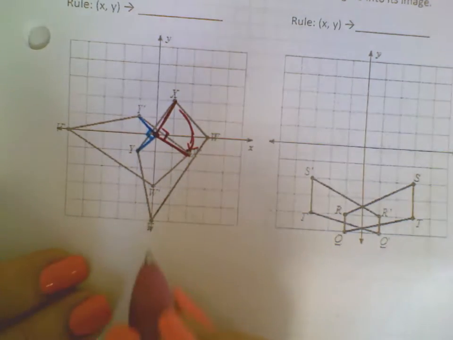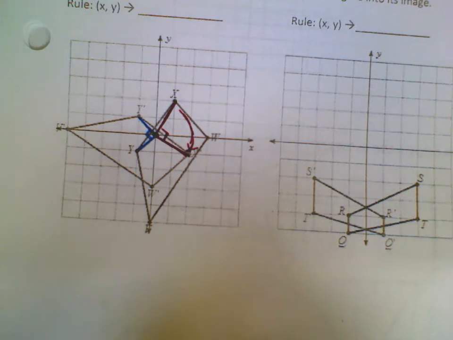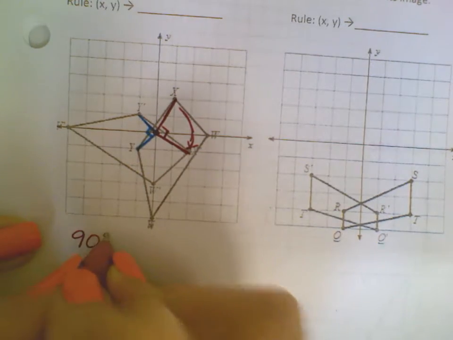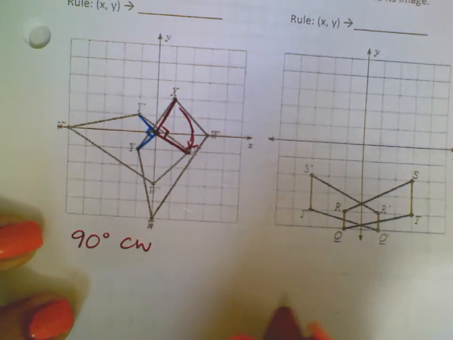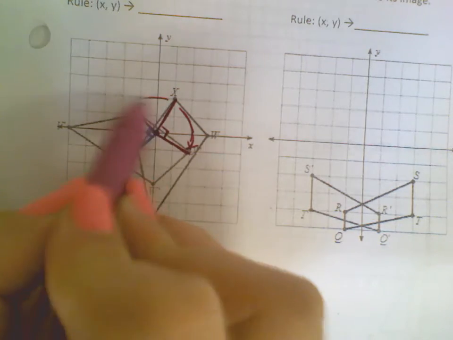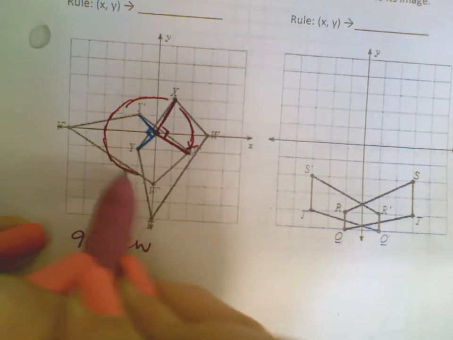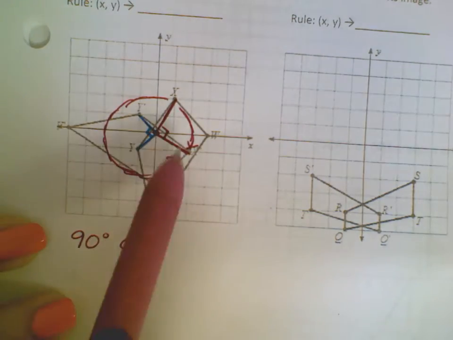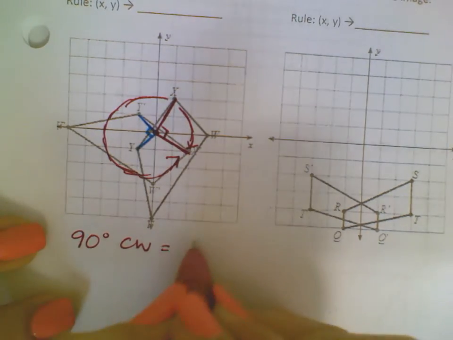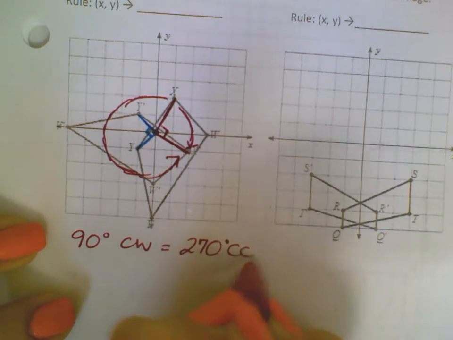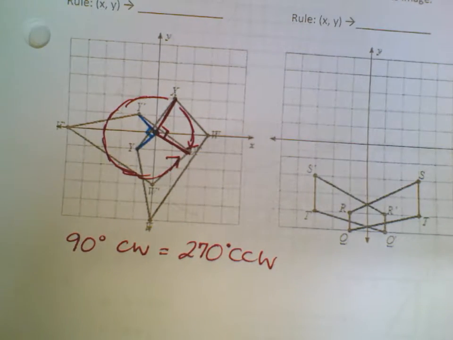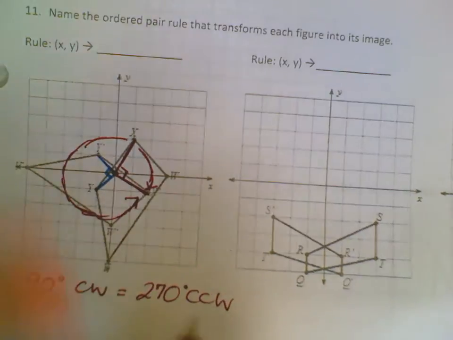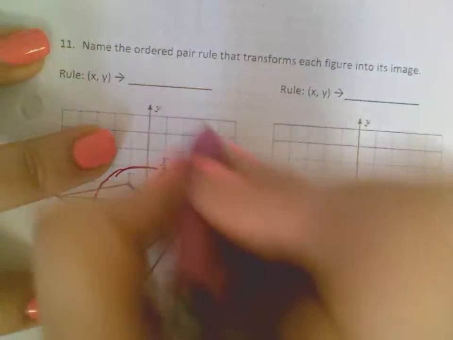The rules that we learned deal with counterclockwise. So instead of a 90-degree clockwise rotation, that would be the same as me going all the way around the other way, which would be 270 degrees counterclockwise. Now we can write the rule. We can say 270 degrees, find the opposite of x, switch the x and the y.